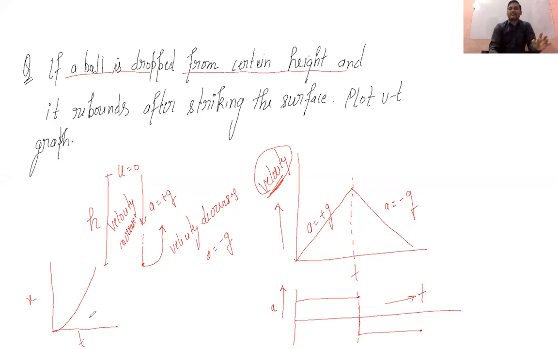So you are just dropping. For dropping, what will be the height? H is equal to half g t square. The initial velocity is 0, so this is going to be constant. Velocity is increasing uniformly, but position is not increasing uniformly; h is proportional to t square. This is a parabolic graph.